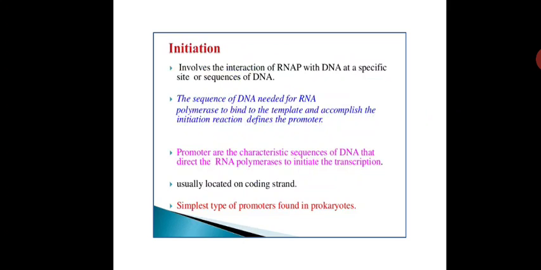The sequence of DNA needed for RNA polymerase to bind the template and accomplish the initiation reaction defines the promoter. The sequence where RNA polymerase is going to bind is called the promoter, and that promoter sequence is present on DNA. It indicates that from here you should start the process of transcription. Who does it tell? The RNA polymerase. Promoters are the characteristic sequences of DNA that direct the RNA polymerase to initiate transcription.